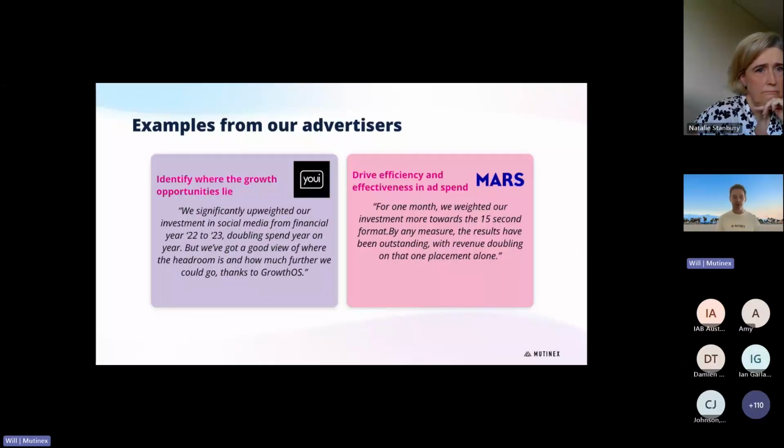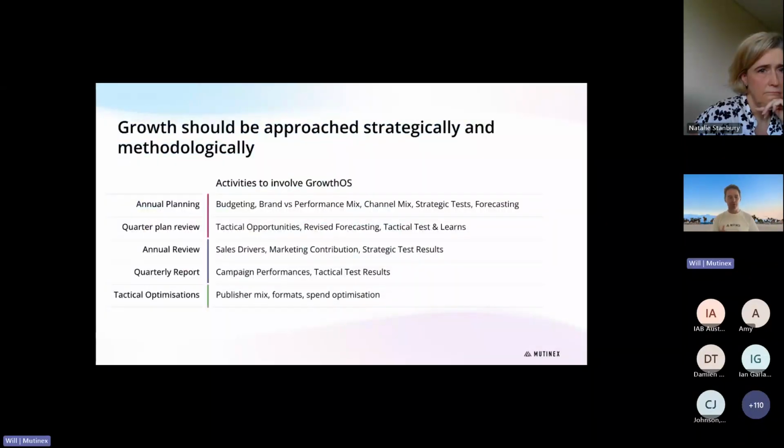So for our customers, they're seeing success in this area. So for UE, looking at what the headroom is for channels, allowing them to double down and spend on certain channels. For Mars, looking at the breakdowns, looking at how different formats worked and how they can start optimizing towards different formats. So there's so much that can be done.